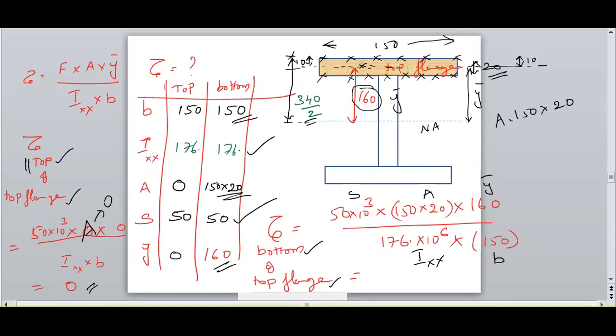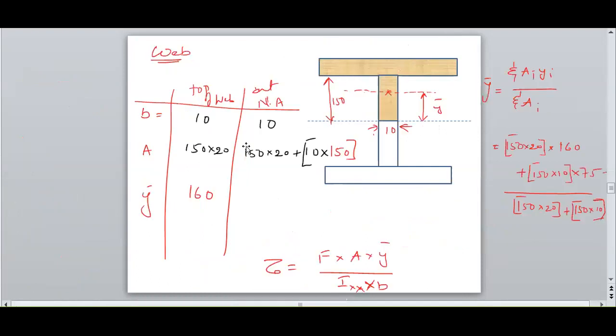Next, I need to move the EF line towards the neutral axis. So here, now I am considering the web. The width of the web is 10. This is the EF line. Initially the EF line is here only, that is the top of the web.